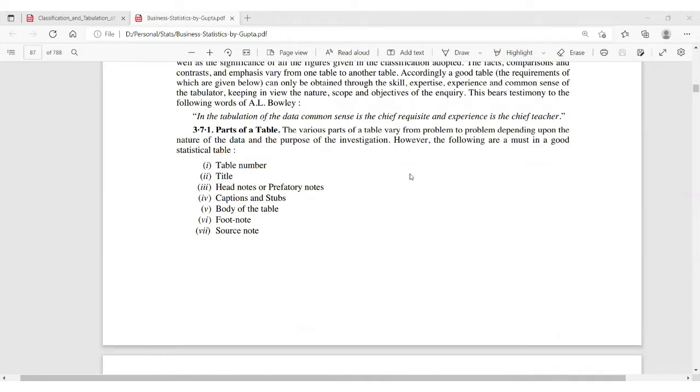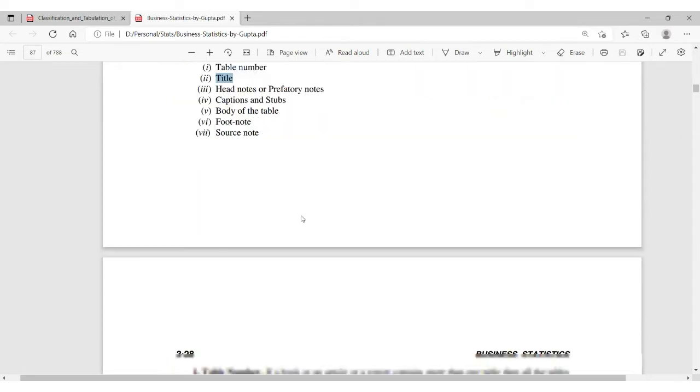The various parts of the table vary from problem to problem depending on the nature of the data and the purpose of the investigation. However, the following must be in a good statistical table: table number, title, head notes, prefatory notes, captions, stubs, body of the table, footnotes, source of the table.